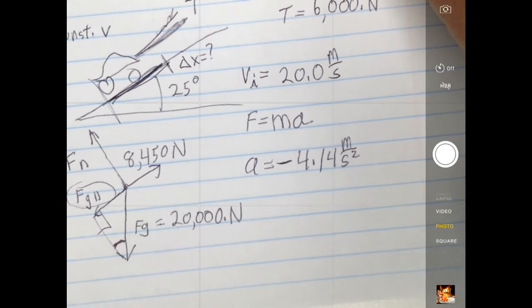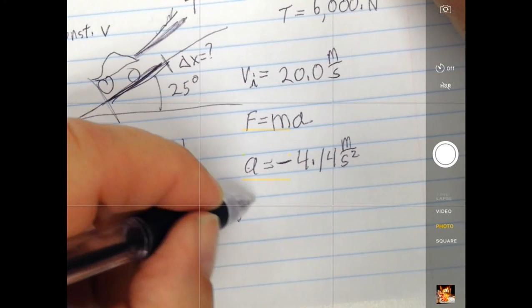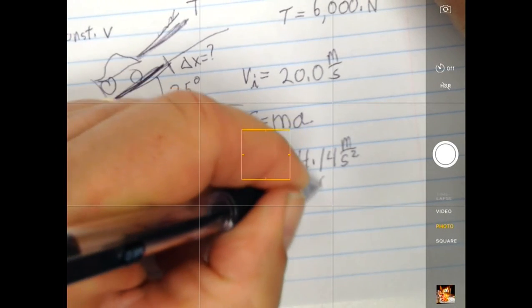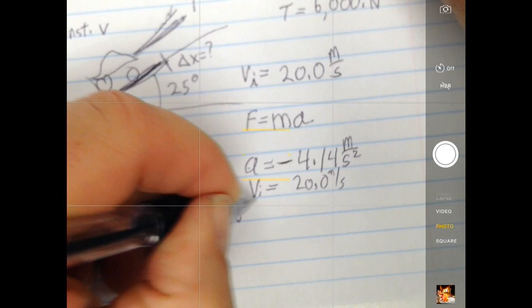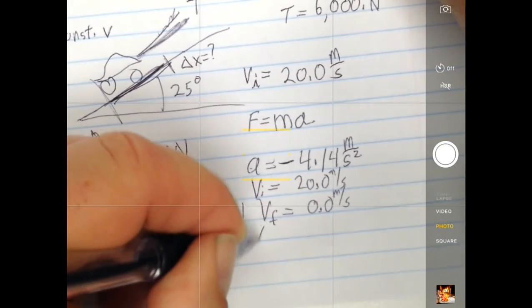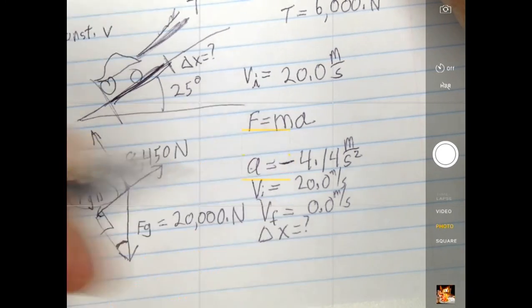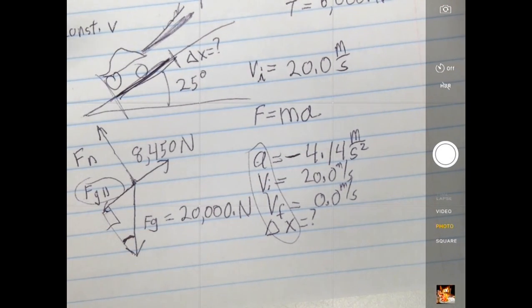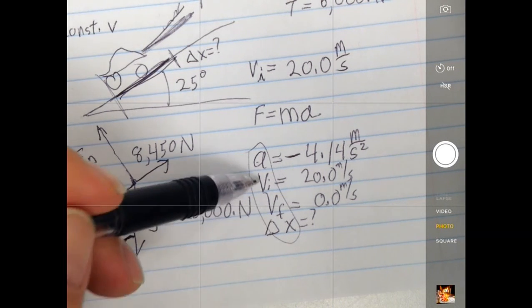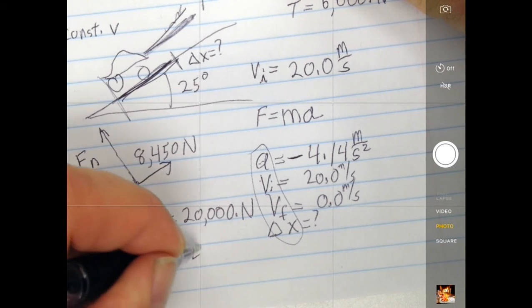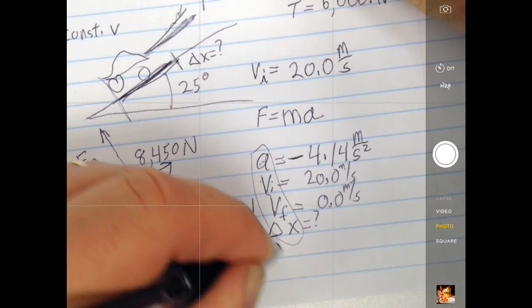Now life is easy. I have an acceleration. I have an initial velocity of 20 meters per second. I have a final velocity of 0 meters per second, and I want to figure out how far it coasts. This is an old kinematic problem in one dimension. I have displacement, initial velocity, final velocity, acceleration. I select equation 4. I solve for delta x.